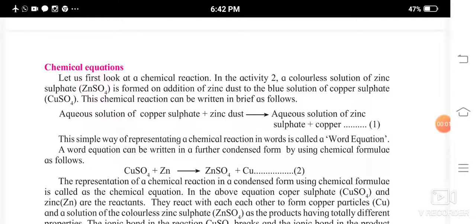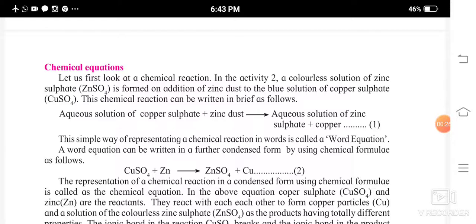Students, let us start chemical equations in this video. Let us first look at a chemical reaction. In activity 2, a colorless solution of zinc sulfate is formed on addition of zinc dust to the blue solution of copper sulfate. This chemical reaction can be written in brief as follows. I have shown you this in a video clip also.